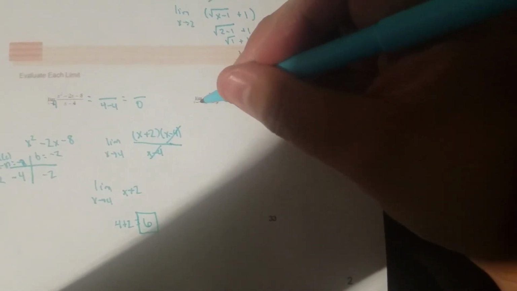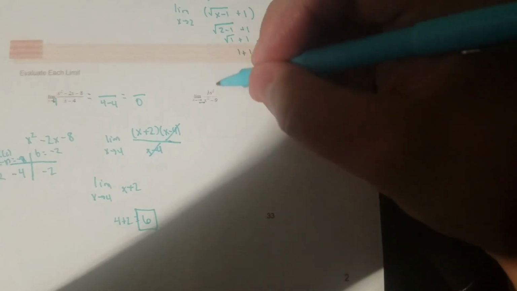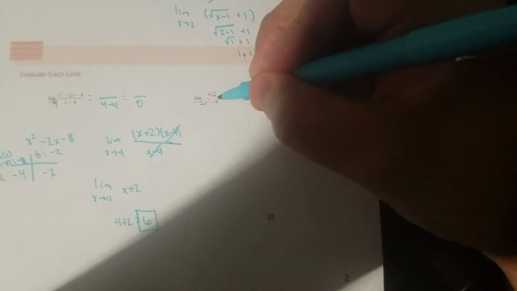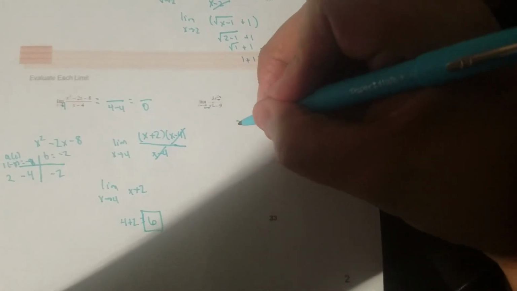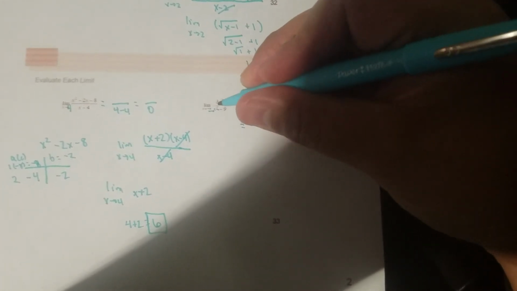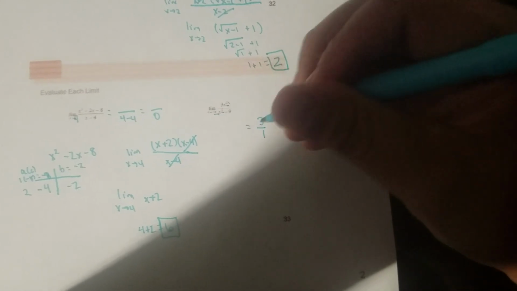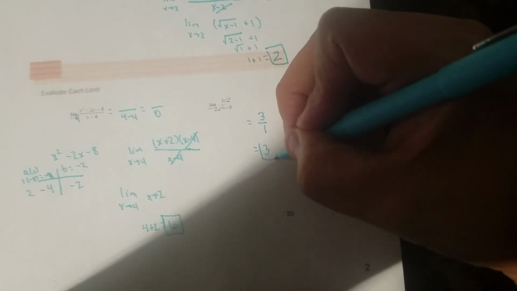Okay, and the last one here, I feel, is the easiest one, for when I'm plugging in infinity. I'm going to look at my degrees, guys. The highest degree is 2, the highest degree is 2. So I just divide the coefficient in front, 3 divided by 1, which equals 3.